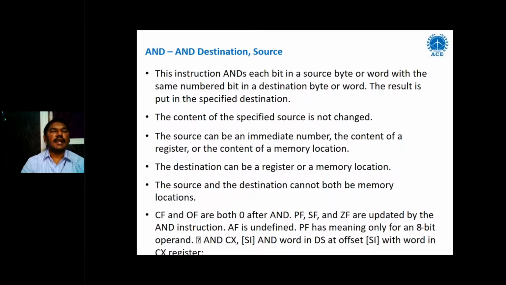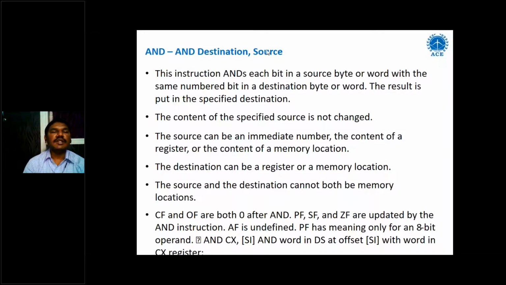Next, AND. These instructions are called logical instructions, and the logical operations are the AND operation, OR operation, NOT operation, and XOR operation. For example, I am giving the AND operation. Here it again has two operands, destination comma source. This instruction ANDs each bit in a source byte or word with the same numbered bit in a destination byte or word. The result is put in the specified destination.